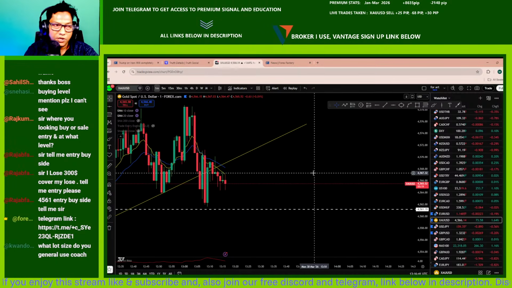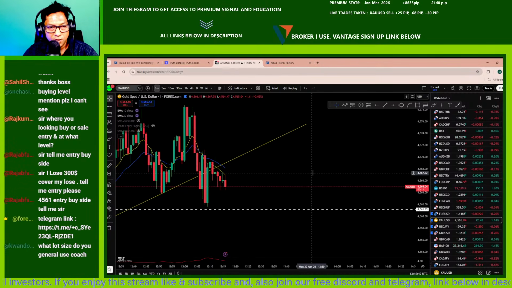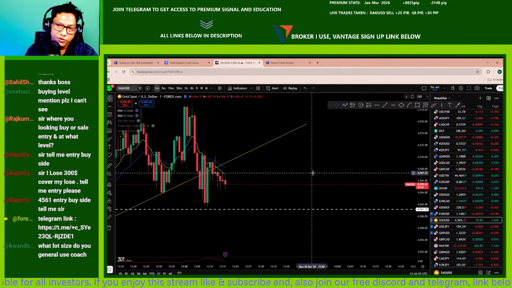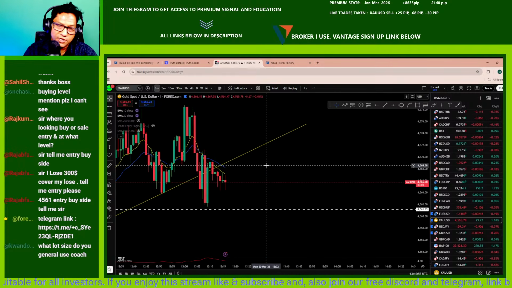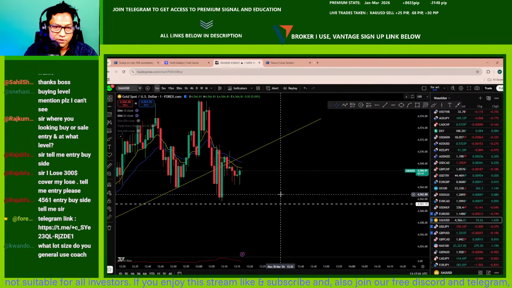Not very strongly showing any bullish momentum here. What lot size do you use? Tell me the entry, boss. Okay, is it possible to take a buy side entry? Not yet. If you look here, you see the market volatility is less. All right, we need to see that higher volatility.